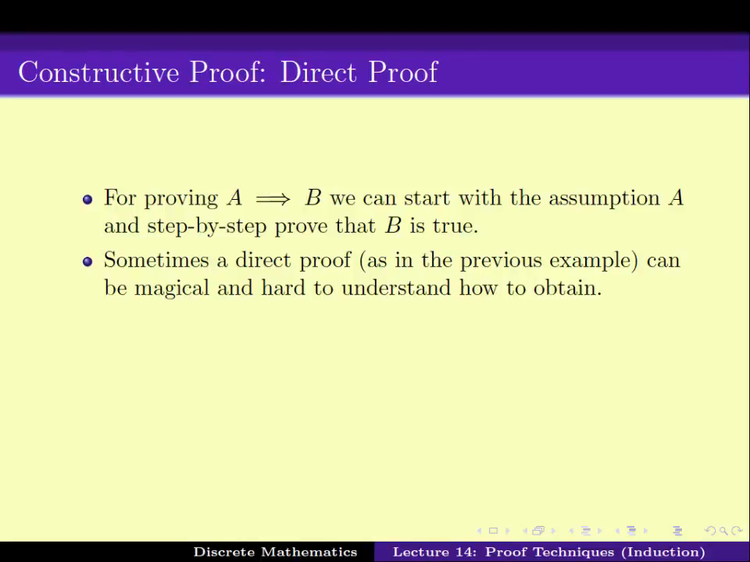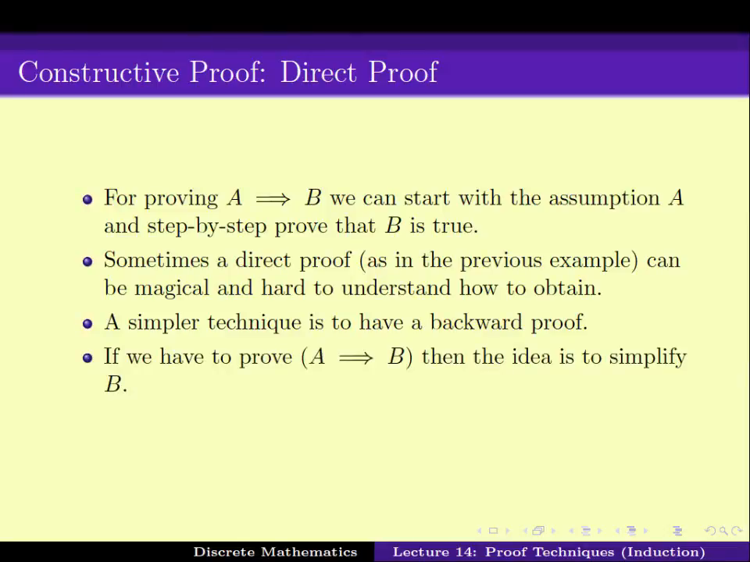So there is another technique for attacking this problem, namely going via a backward proof. Or in other words, to prove A implies B, start with B and simplify it. Now if you can simplify B to something called C, then proving A implies B is the same as proving A implies C, and in that case A implies C can be easier to prove. So this is called the constructive proof or direct proof.